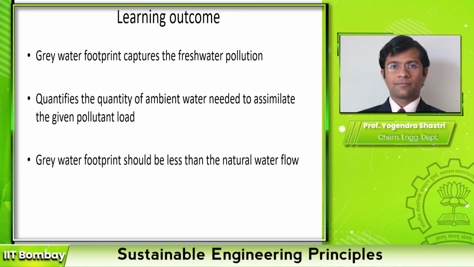As I said, it captures the freshwater pollution because of production or an individual. It quantifies the quantity of ambient water needed to assimilate a given pollutant load. And the requirement is that the grey water footprint should be less than the natural water flow.